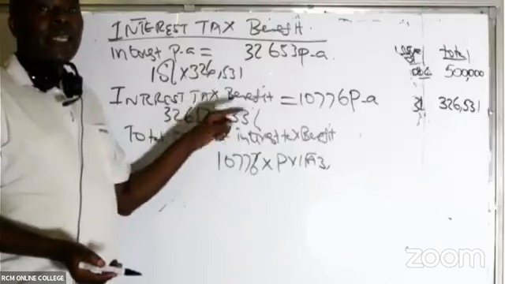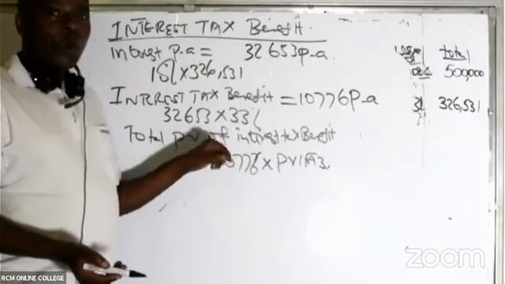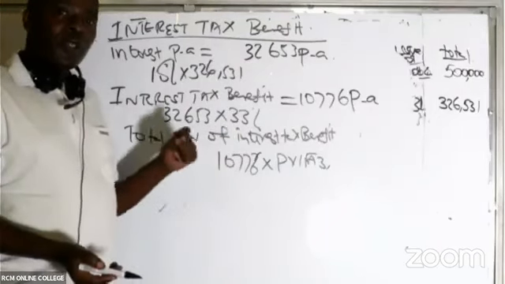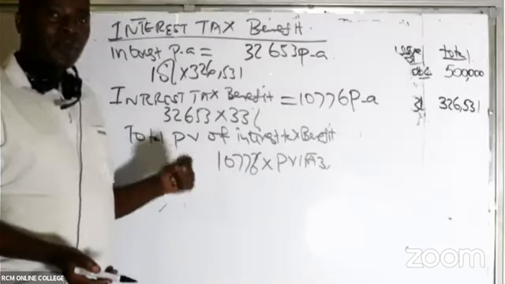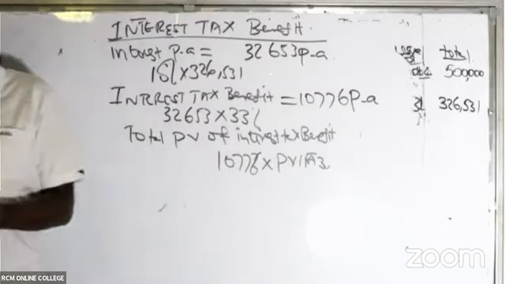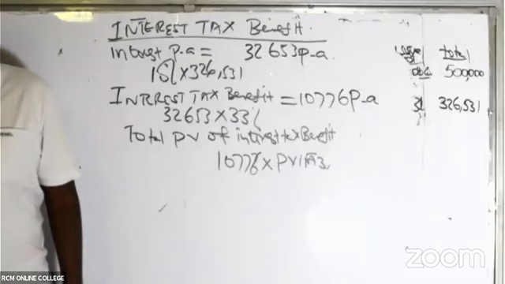Remember, if I had KD, I would have used KD here. Whenever KD is not there, always use the risk-free rate of return. Do we have the risk-free rate of return here?